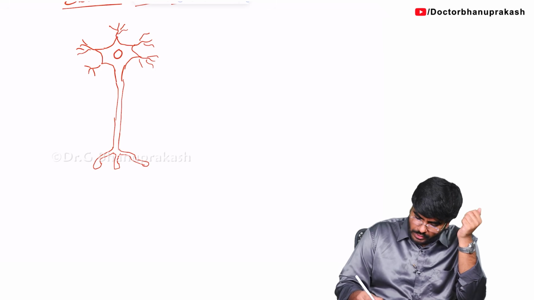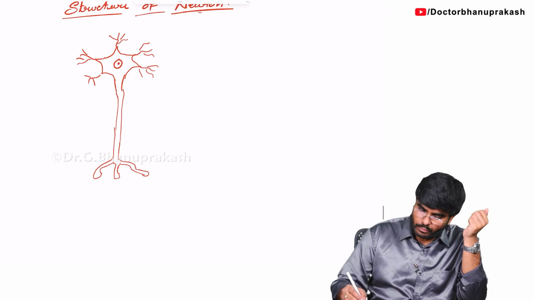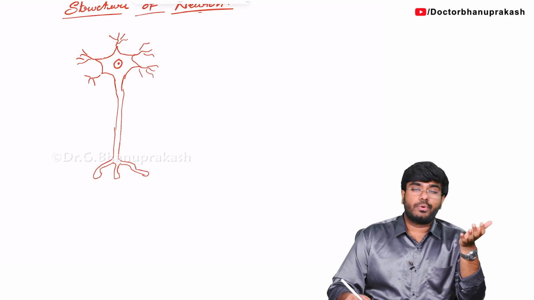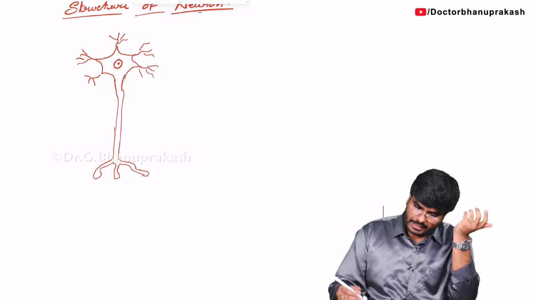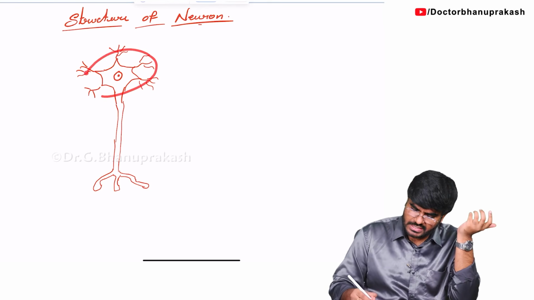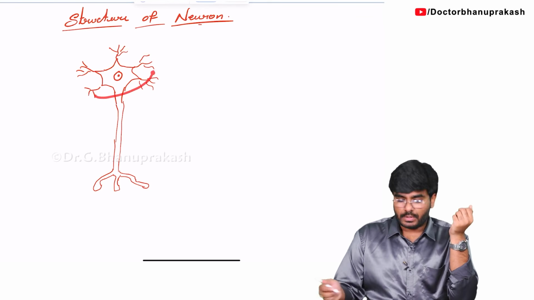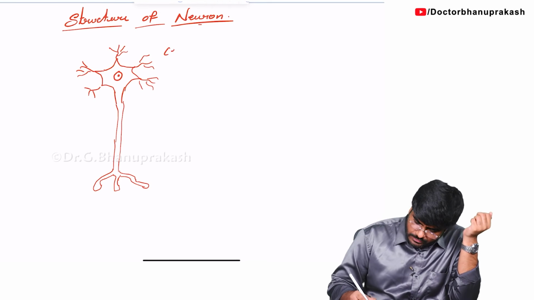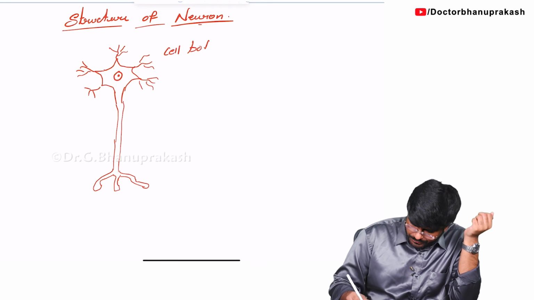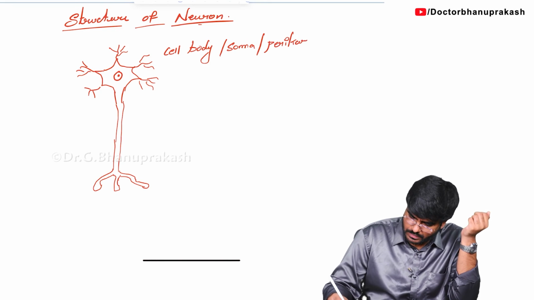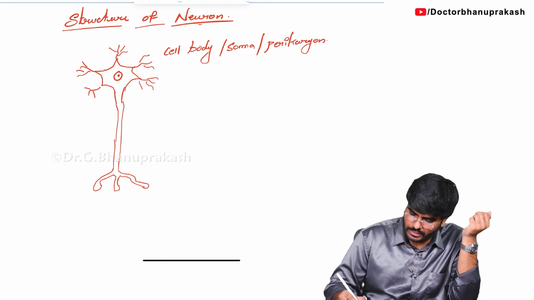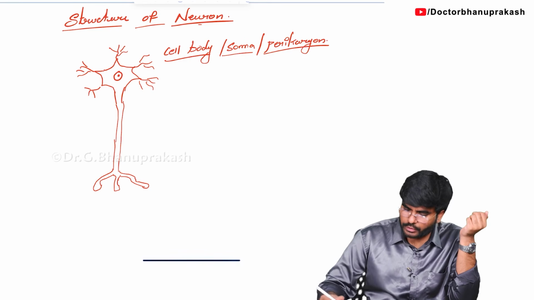Now, what are the important things that you should know? Guys, we have more than 100 billion neurons. In that, where do you see the largest cell body? First, let's start with the cell body. The cell body is also called soma or perikaryon. Cell body, soma, perikaryon, they're all the same thing.